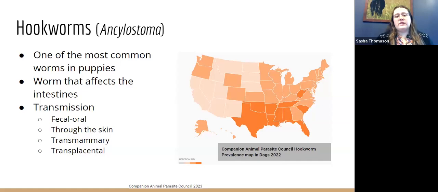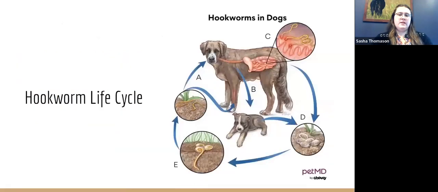Hookworms generally affect the intestines, so they don't go to the lungs like the roundworms do, but they do have more means of transmission. They still have that fecal-oral, transmammary, transplacental, but they can also be transmitted through the skin, which I will talk about more with their life cycle.